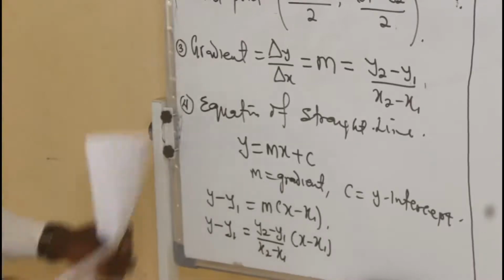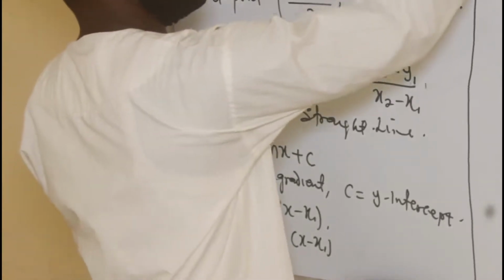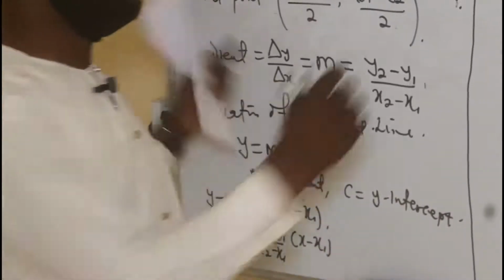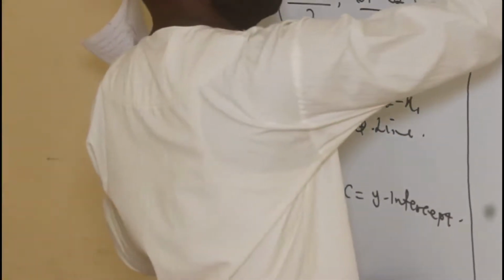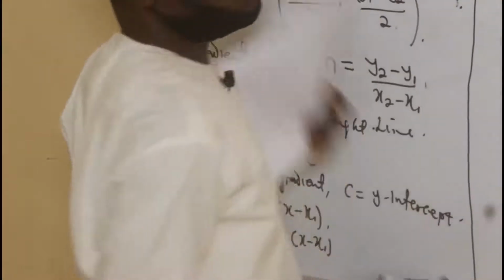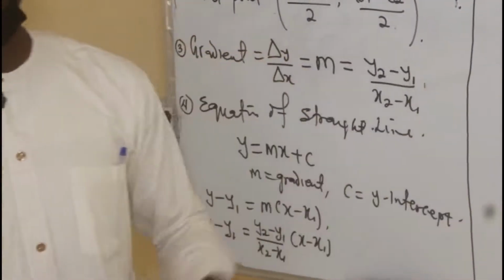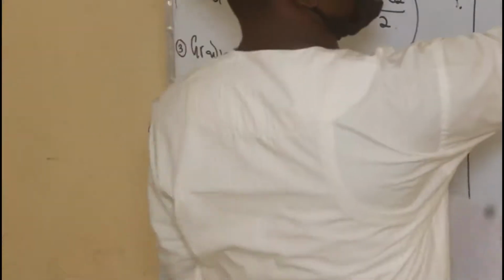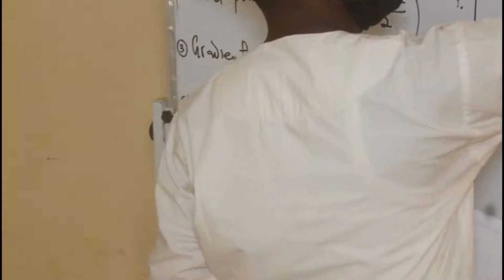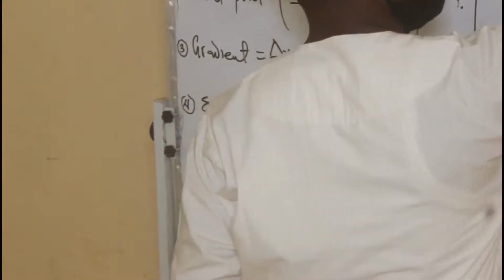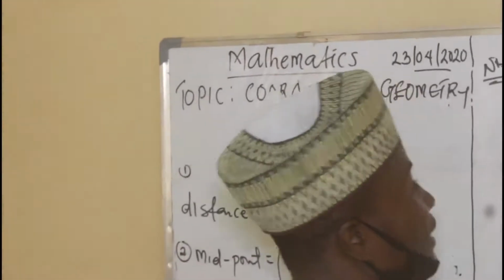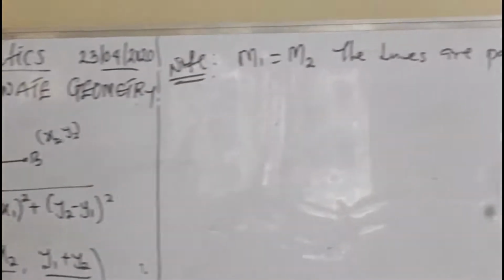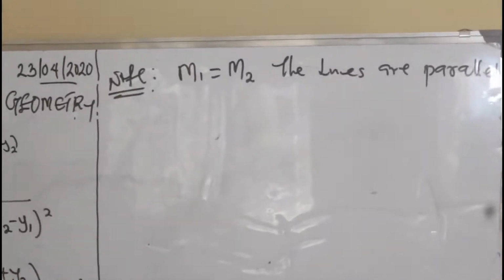So note this. There are some conditions you need to note. If m1 is equal to m2, maybe you have 2 straight lines, then we say the lines are parallel. The lines are what? Parallel. That means if the 2 gradients are equal, m1 is equal to m2, therefore the lines are parallel.